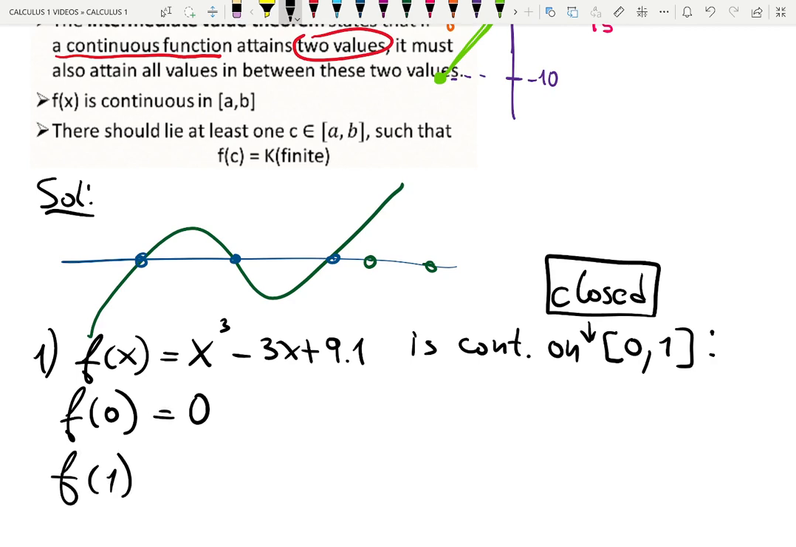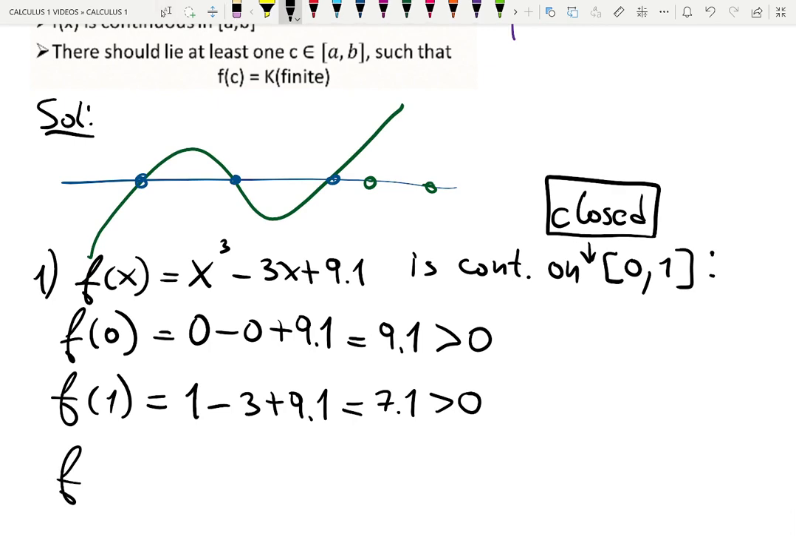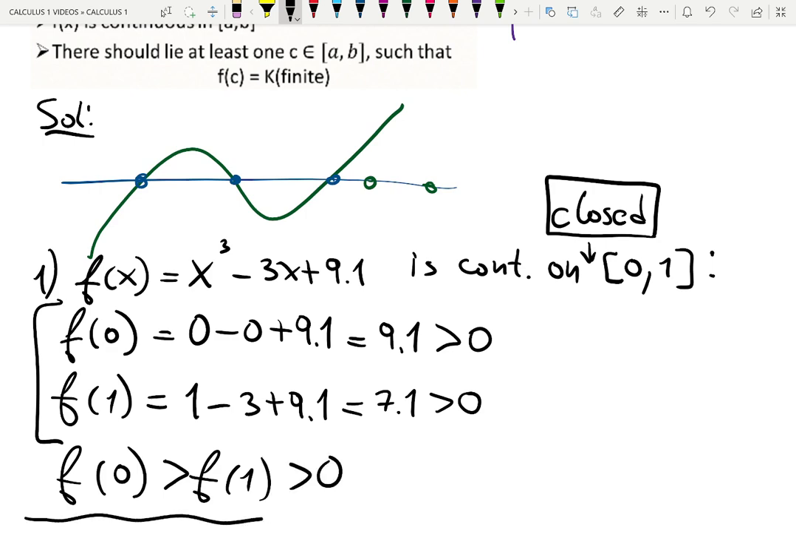At 0, it is 0 minus 0 plus 9.1, which is 9.1, which is positive. At 1, it is 1 minus 3 plus 9.1, which is 7.1, which is also positive. Well, that is not very interesting. We have that f of 0 is greater than f of 1, and they both are positive.